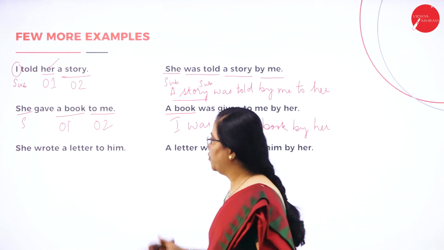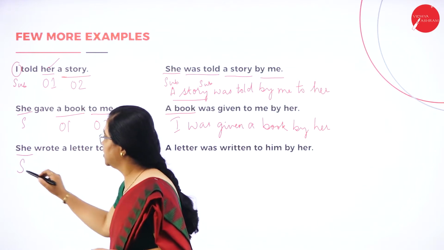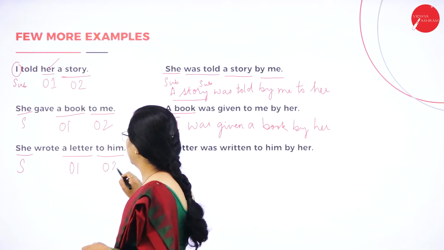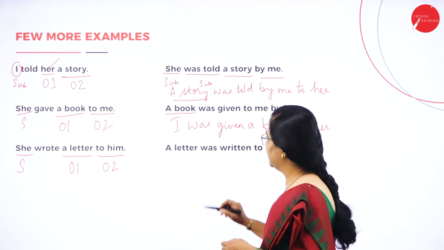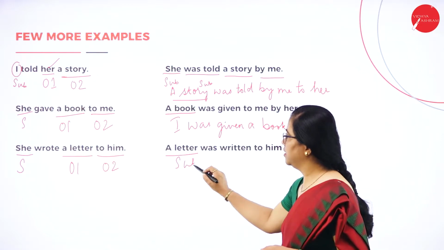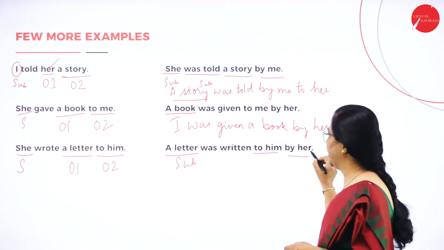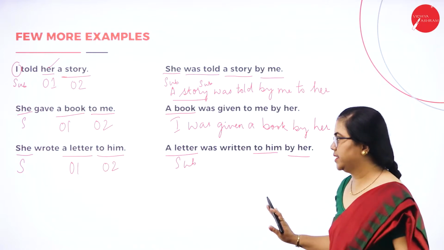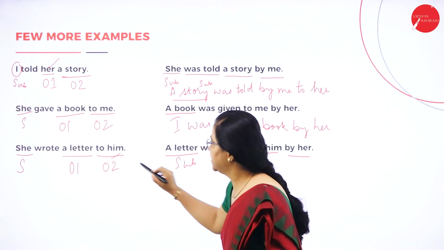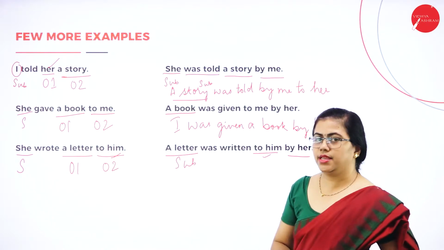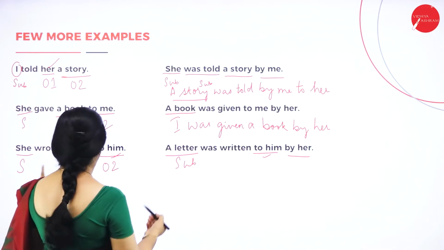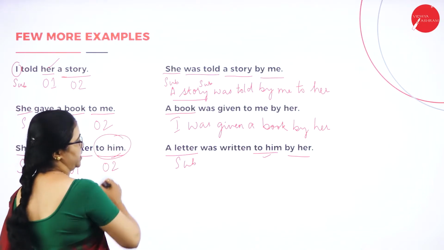Okay, so one more example. She wrote a letter, she is the subject, a letter is one object, this is another object. Similarly, a letter, I have taken object 1 as the subject here. So a letter was written to him by her. Again there are two objects, that is, the subject is coming to an object, and here the second object is retained as it is.